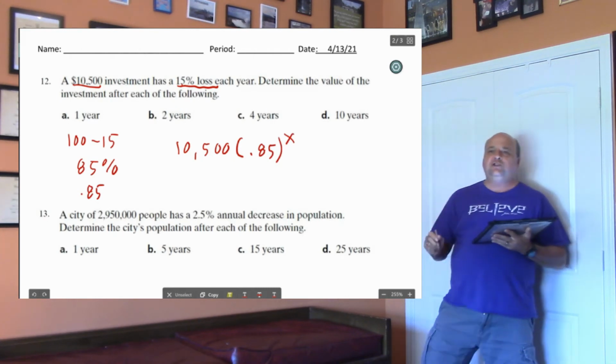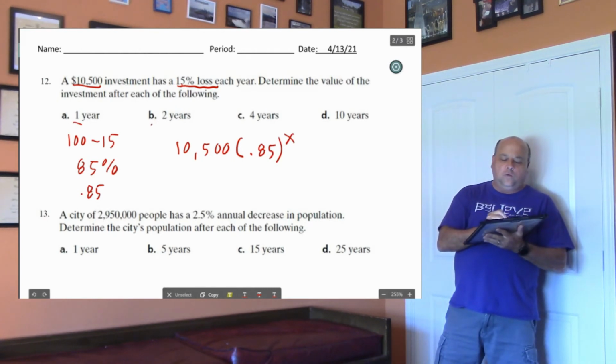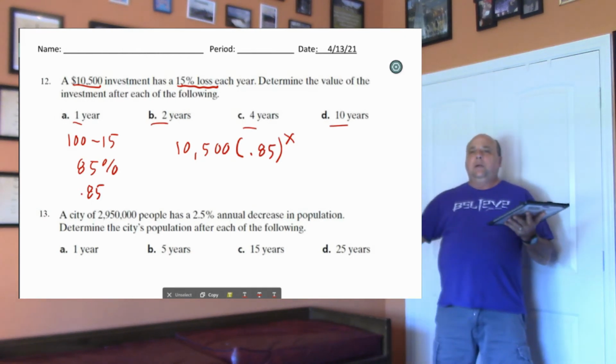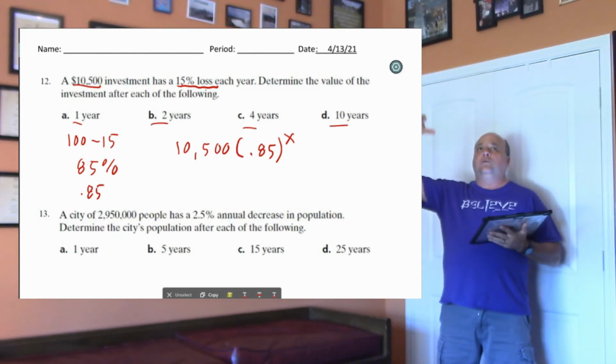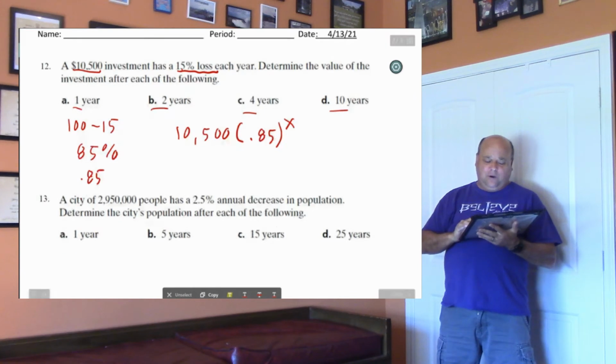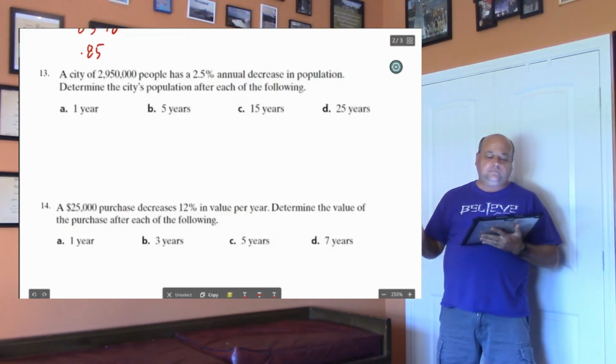Now then, I'm going to let you get these answers. You'll plug in 1, 2, 4, and 10, just the same exact way I just did. Okay? Just remember, if it's an exponential growth, you're going to add the percent. If it's an exponential decay, you're going to subtract from 100. Let's go to the next one.